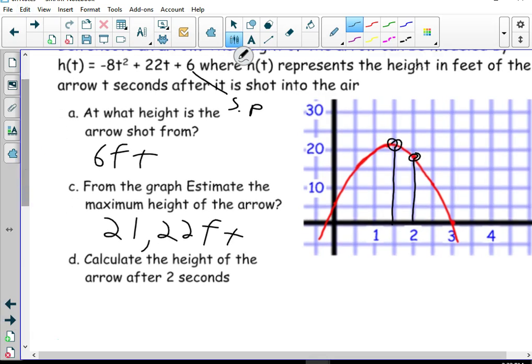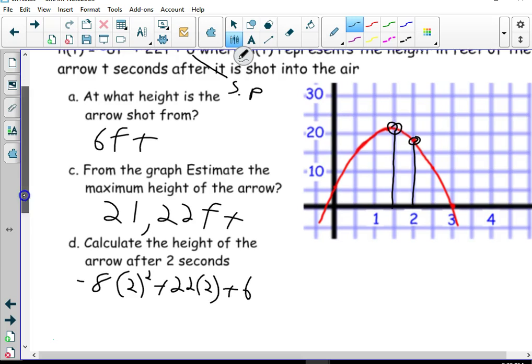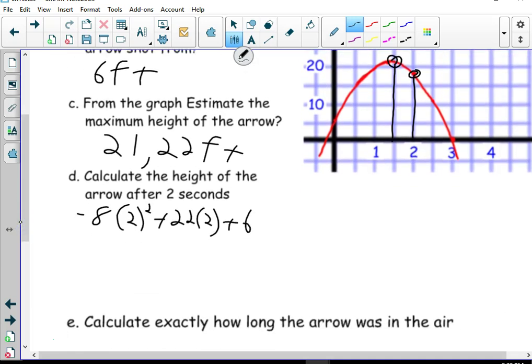But it does say calculate. So what are we going to do with 2? There you go. Negative 8, 2 squared, plus 22, times 2, plus 6. You're putting 2 into that equation. So look, save yourself trouble. Negative 8 times 4. Plus 22 times 2 plus 6. Right, so you guys estimated about 18 feet and it ends up being 18.